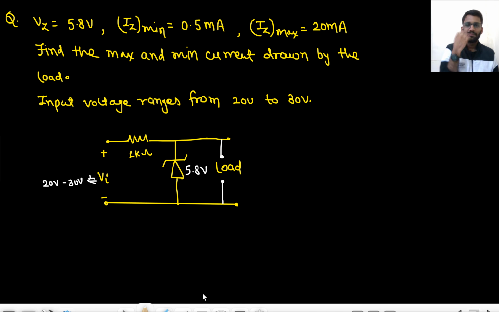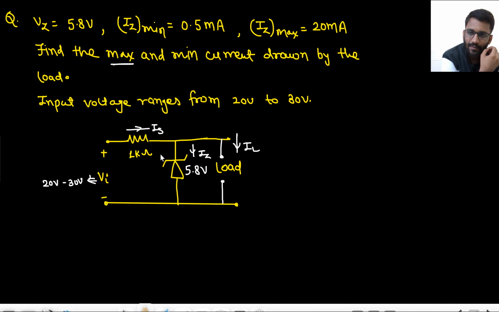Now tell me, I need to find the maximum current drawn by the load. The load current I will say IL, this is my Iz, and this is my Is. Now I will write down the things. This is the case of load variation plus supply variation.